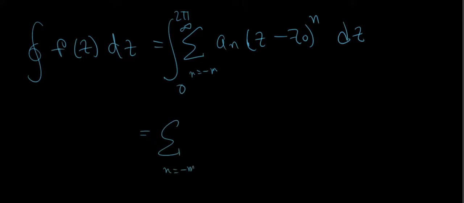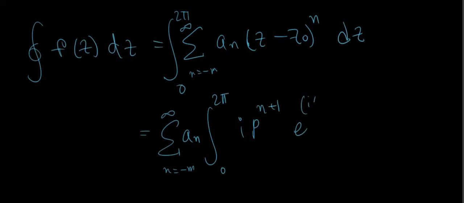But if you don't like the idea that I just shared right now, you can just forget about the finiteness of this thing, and you can say that since this is a summation and this is an integral, which is a linear operator, you can flip them like this. So 0 to 2 pi. Obviously we're going to pull a_n out because these are the coefficients, just constants, and this will be just i rho to the power n plus 1, and there will be e to the power i(n+1) theta, and there will be this d theta thing.